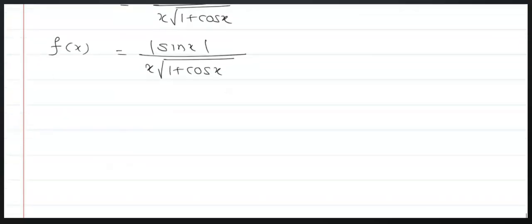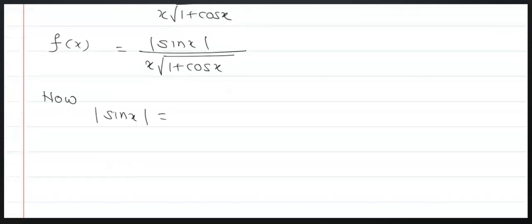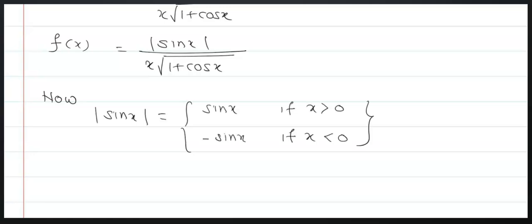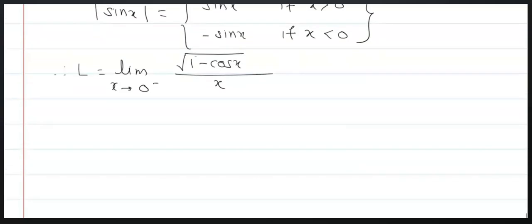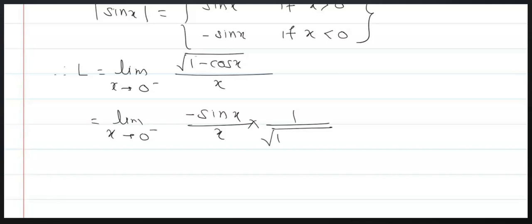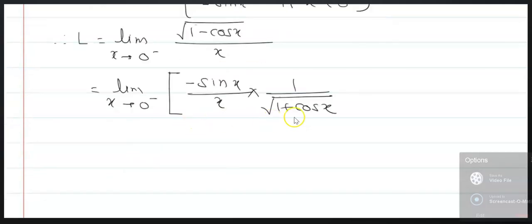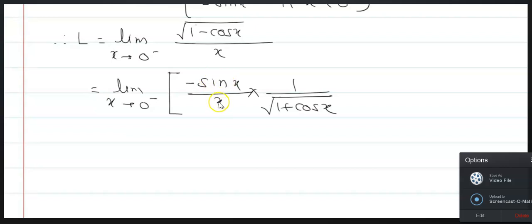Now it is a mod sign, so we must check whether the limit exists. Mod of sin x is equal to sin x if x is positive, and negative sin x if x is negative. Therefore, we have two types of limit. The left hand side limit, x tends to 0 minus: that is limit of minus sin x upon x into 1 upon root of (1 plus cos x). The value of this limit is minus 1 into 1 upon root of (1 plus 1), that is minus 1 upon root 2. This is the left hand side limit.